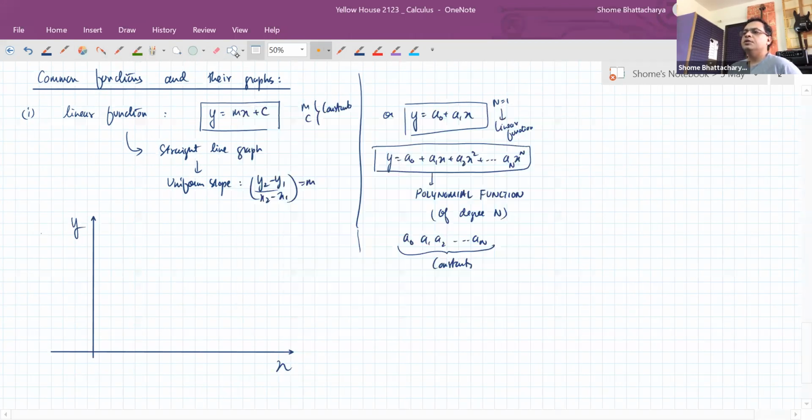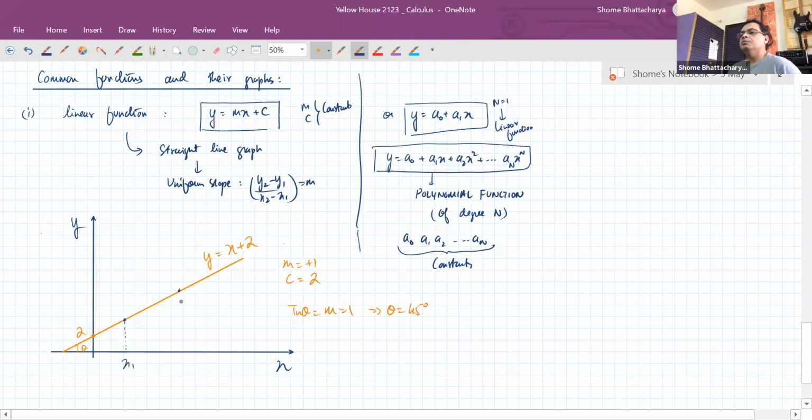Okay. So for example, if I'm plotting the graph of the straight line, let's say y is equal to x plus 2. So here you can see m is equal to plus 1 and c is equal to 2. So that means the point where it intercepts the y-axis, that will be 2 in this case. Okay. And this angle will be such that tan theta will be equal to m, which in this case will be 1, which means theta is equal to 45 degrees. Which also means that if I take any 2 points on the graph and I compare the change in the y coordinate with respect to the change in the x coordinate.